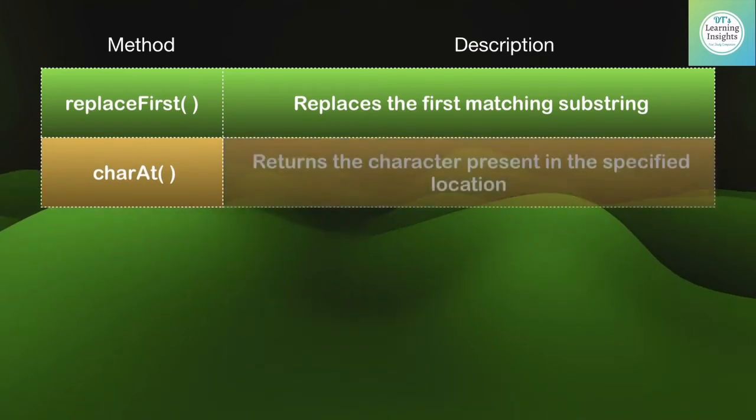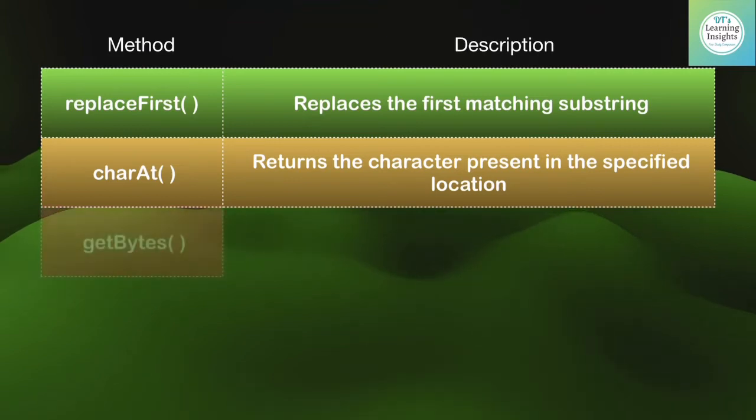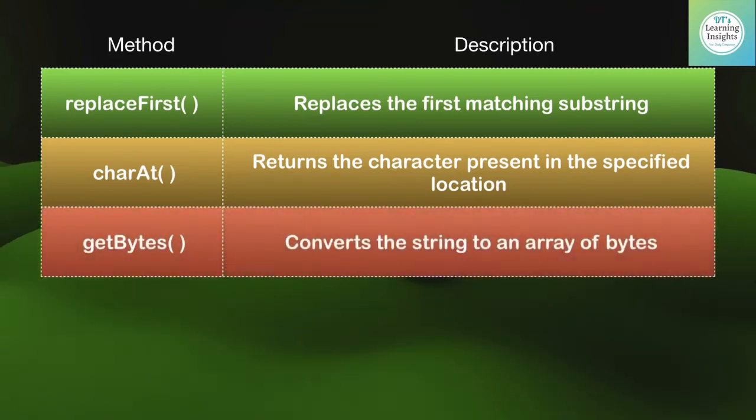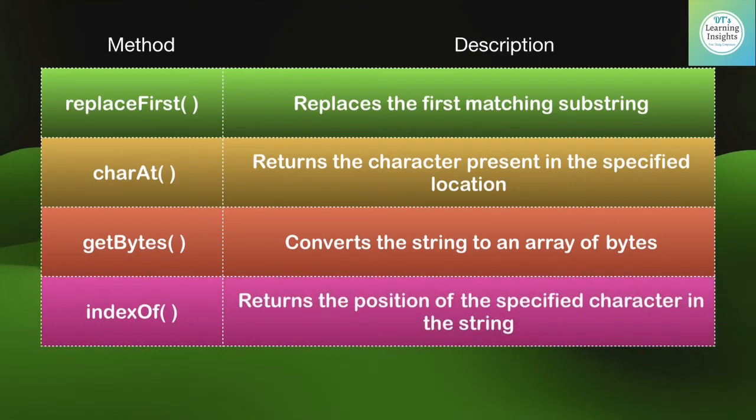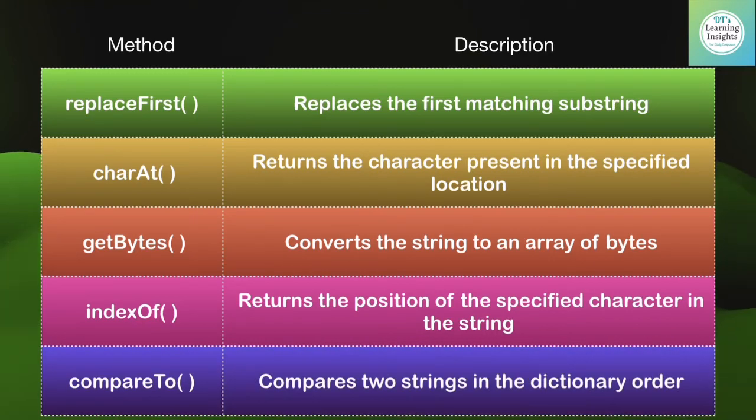Char at. This method returns the character present in the specified location. Get bytes. Converts the string to an array of bytes. Index of. Returns the position of the specified character in the string. Compare to. Compares two strings in the dictionary order.